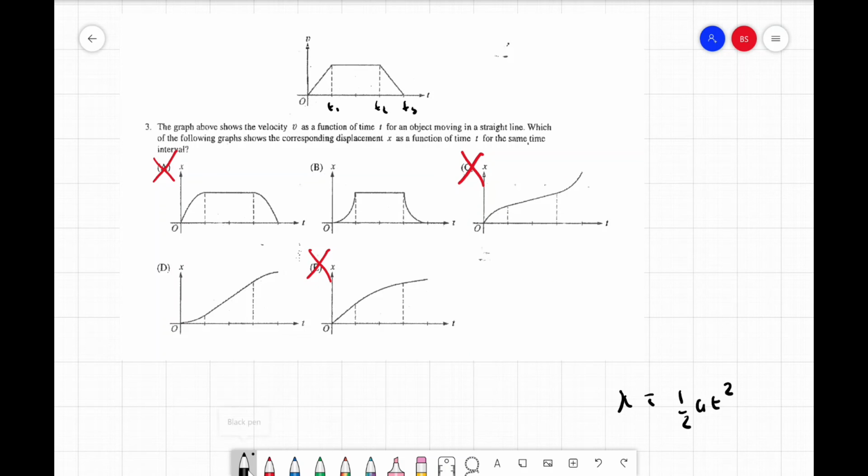During this time, the velocity is constant, but our displacement must still be increasing at a linear rate. Looking at our options, we see only option D has that, so that means that our answer is option D.